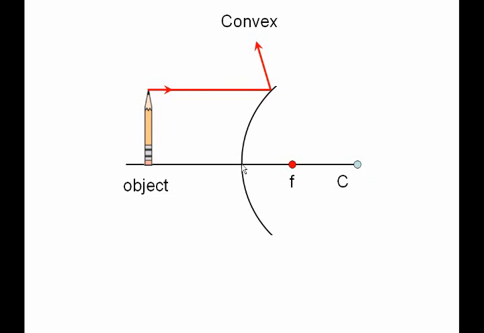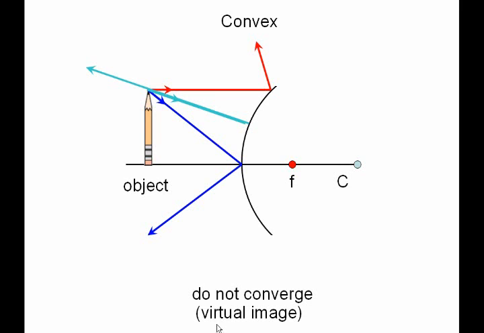Second light ray comes into the optical axis. We're going to come right down here. It bounces back at the same angle. Last week we learned this is called the law of reflection. Angle of incidence equals the angle of reflection. Third light ray is going to come into point C, and when it hits that mirror, it bounces backwards. You can see here that these reflected light rays do not converge, and that's the definition of a virtual image. The light rays do not come together. It makes a virtual image.